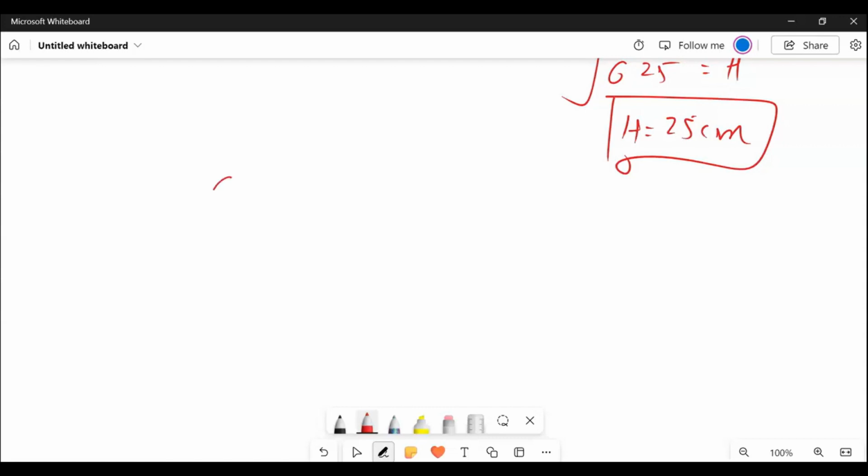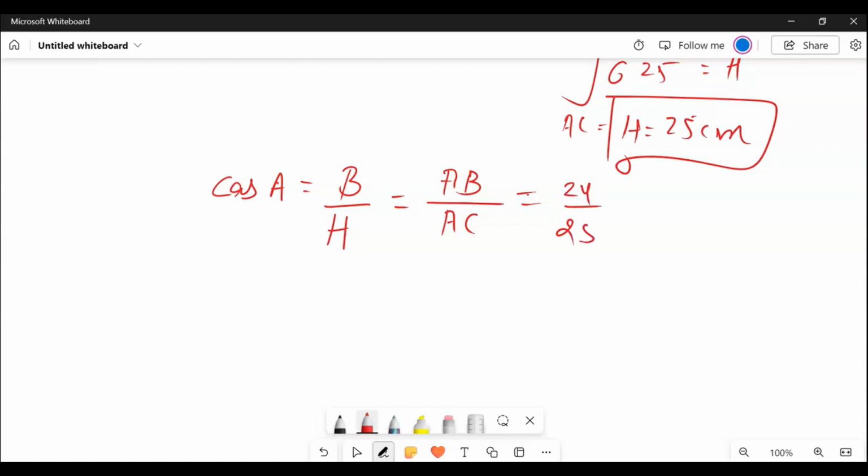This question is just telling you how to apply the formula. Cos A is base upon hypotenuse. Base you have already found out. In this triangle BA is the base, so AB divided by AC. AB is 24 and hypotenuse is 25, so this will be your cos A, the answer.